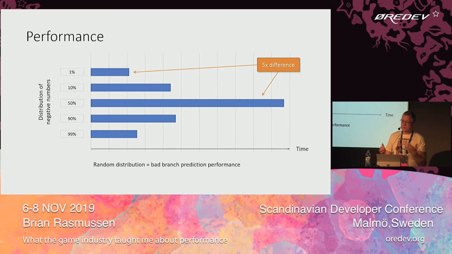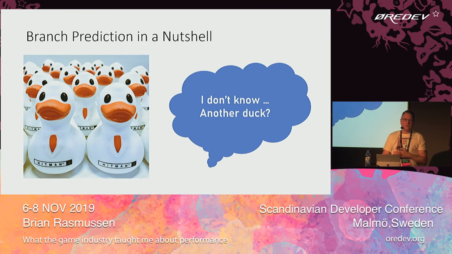So if the values are mostly negative or positive, the code completes much, much faster. And it would be nice if we can do something to avoid this difference in performance. So branch prediction in its simplest form really works like this. If we've seen a lot of ducks already, the next thing is probably going to be a duck.